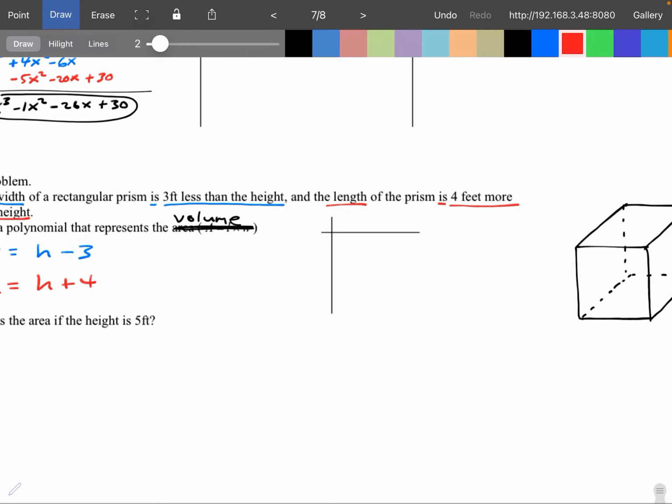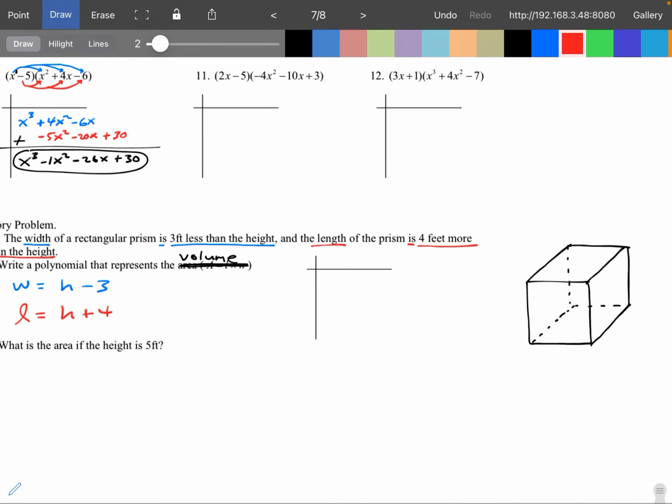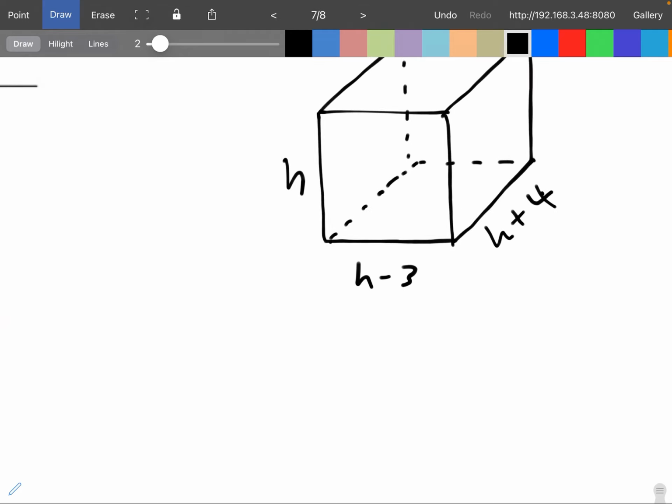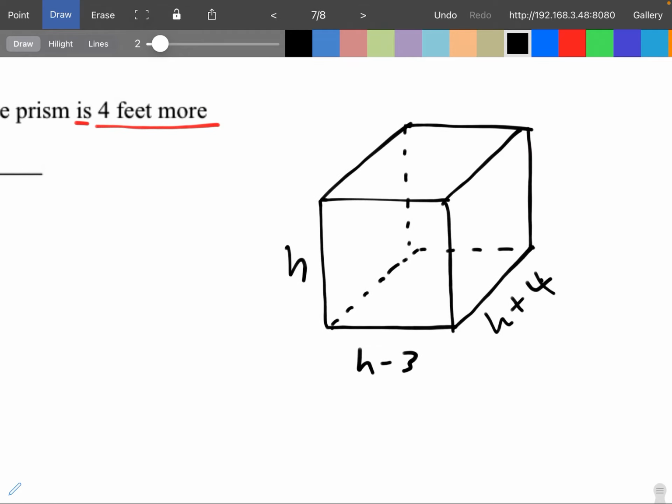All right, so now I can go label my picture. So what my picture should look like then is, if I can keep all this on here at the same time, maybe I can't. This is going to be the height right here. Then the width is going to be the height minus 3. And then the length is going to be the height plus 4. Like that. I'll zoom in on that so you guys can see. Again, this side over here, that dimension, that's the width. This h plus 4, that's the length.